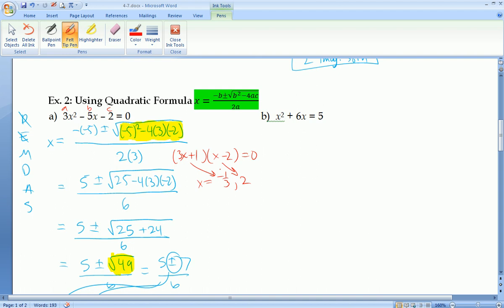All right, so right now, I want you guys to do B. This one's going to be a little bit tougher. I can tell you right now the radical is not going to simplify nicely. It's not going to be a perfect square. So right now, I want you to pause this and go and work on it.